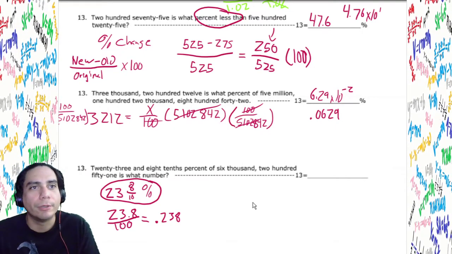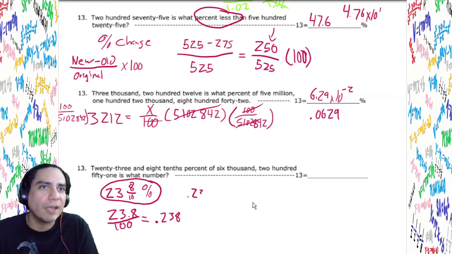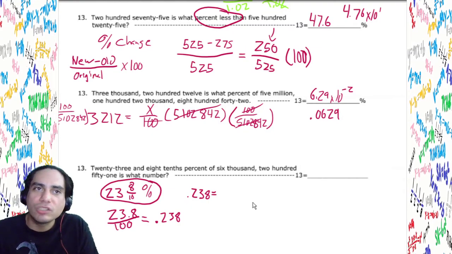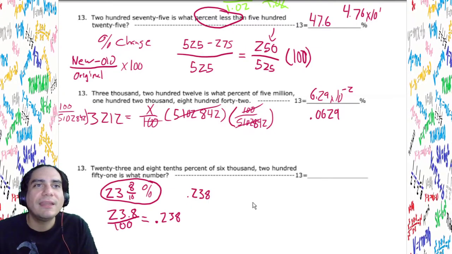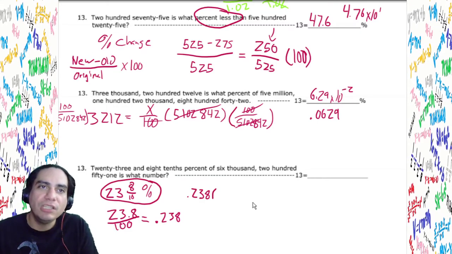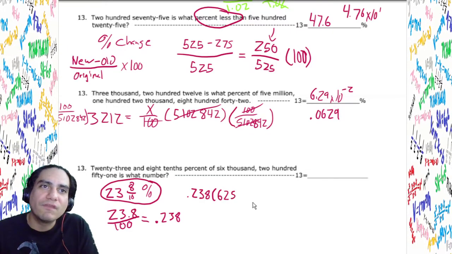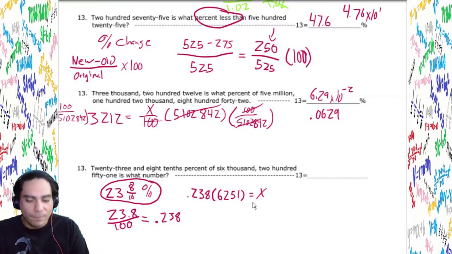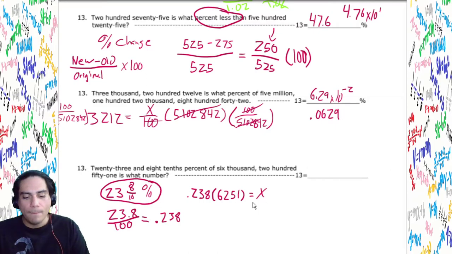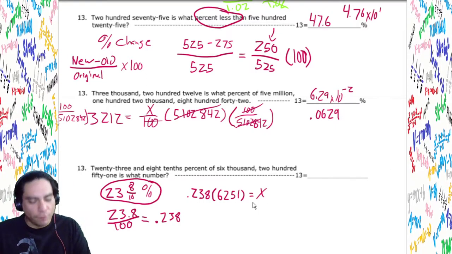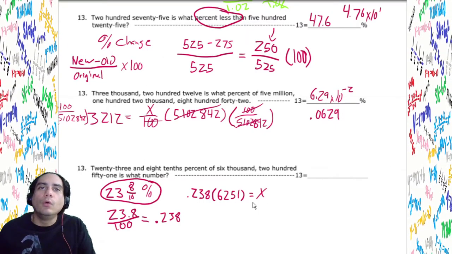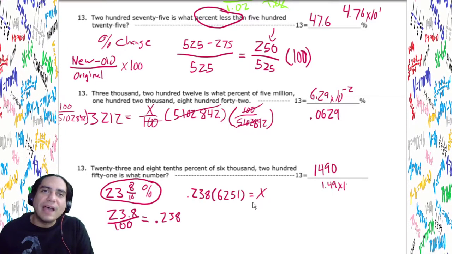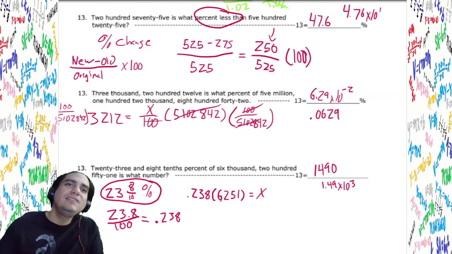6,251 is what number? Look, if you know math numeracy like we just did right now, we know equivalency of math. We know how to manipulate numbers. Well, you just see it. We're going to get 0.238 of, means multiply, 6,251. And we get our answer. What number are we looking for? That number when we multiply 0.238 times 6,251, and we end up with 1,490. Or 1.49 times 10 to the third. Okay? Easy work. Easy work.